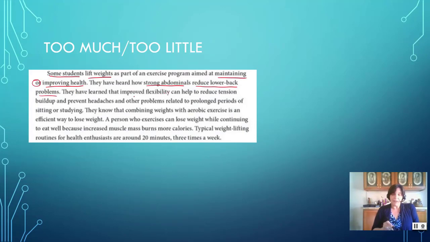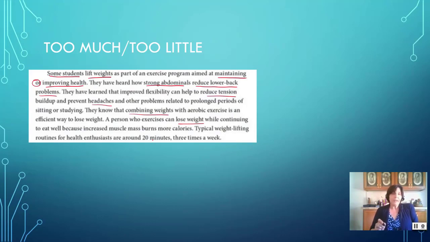Now, let's say I start skimping out, worried that I'm going to underline too much: "reduce tension, headaches, combining weights, lose weight," and I stop there. So why is this too little?